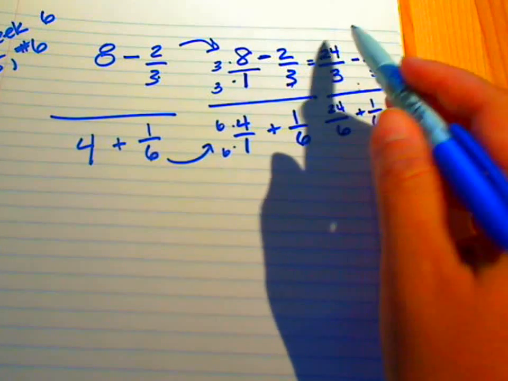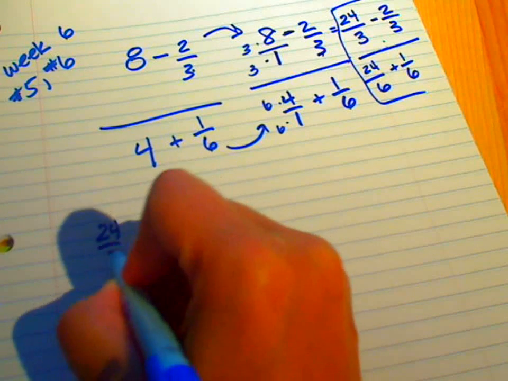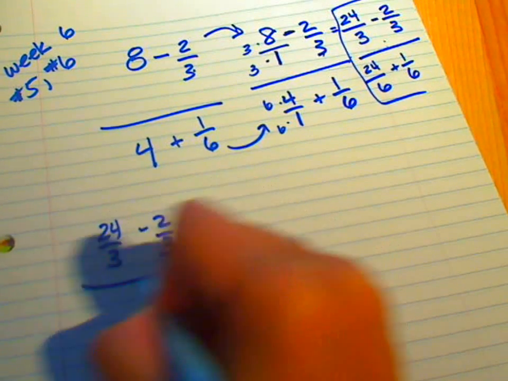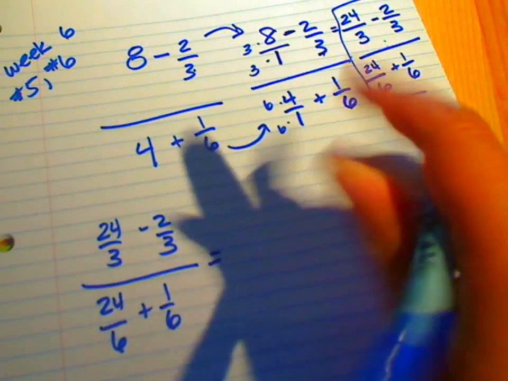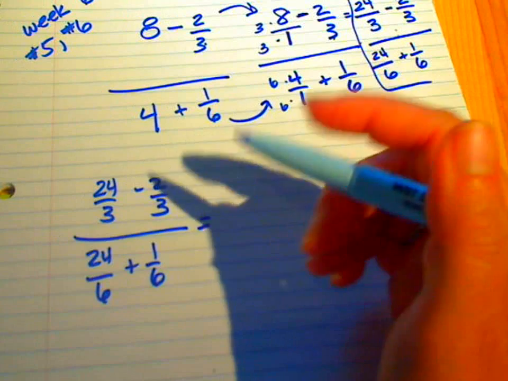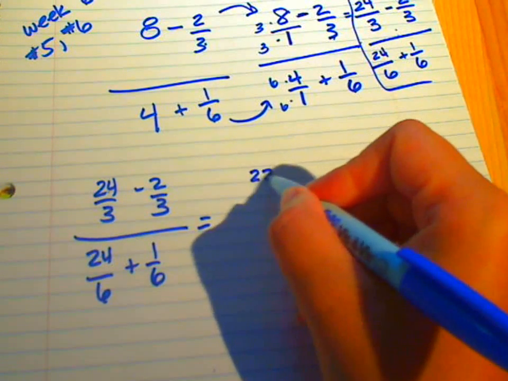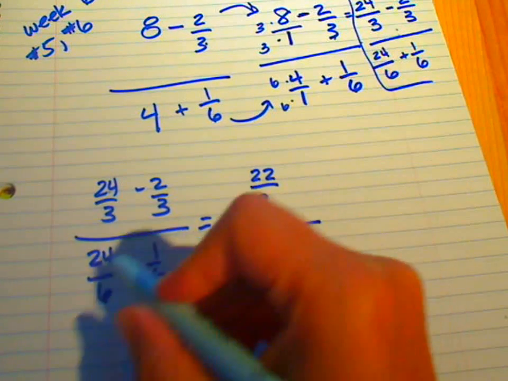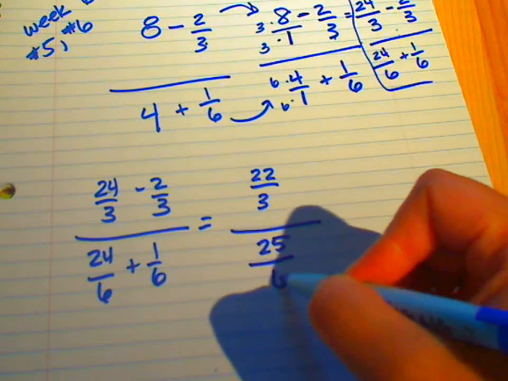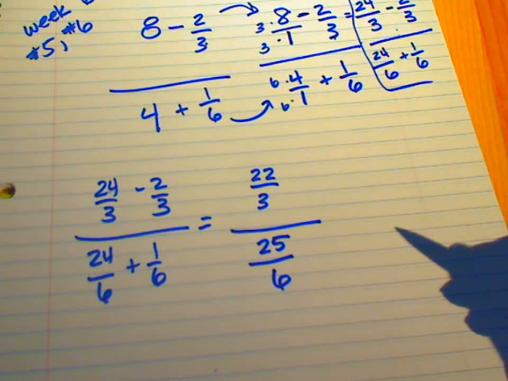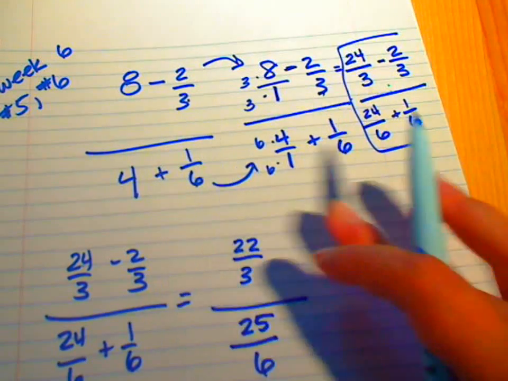So what's going to happen is I'm going to take this down here. 24 over 3 minus 2 over 3. 24 over 6 plus 1 over 6. So I just moved it down. What I'm going to do is do 24 minus 2. So I have 22 over 3. Then the bottom I have 24 plus 1 is 25 over 6. So now I've simplified this whole thing just into a fraction over a fraction.